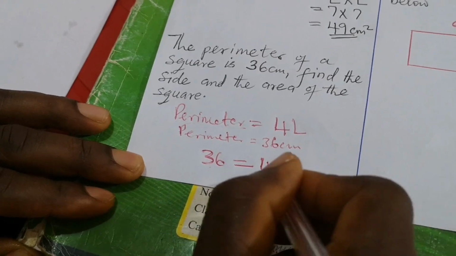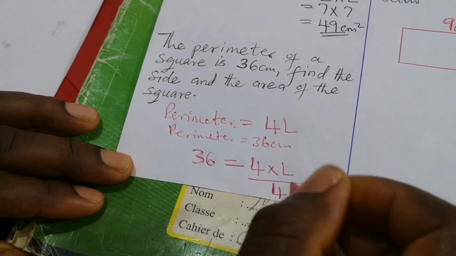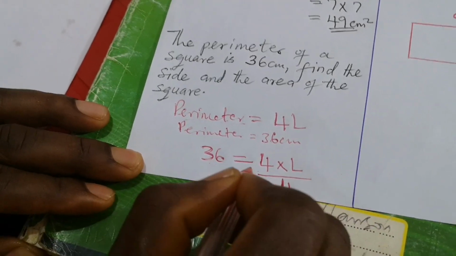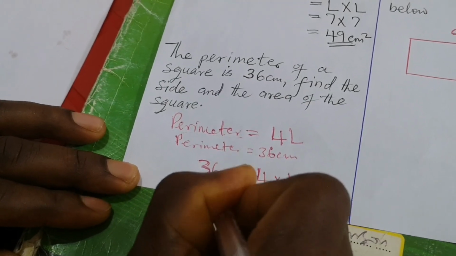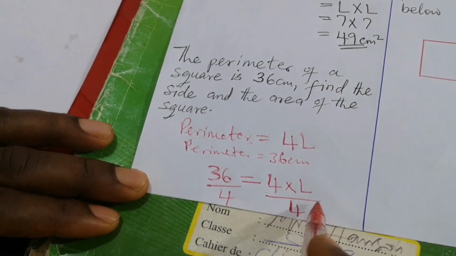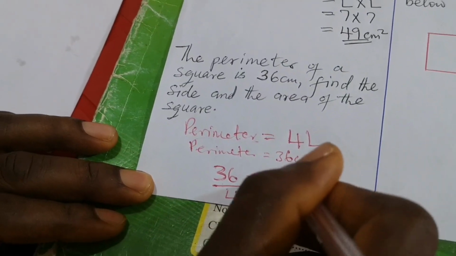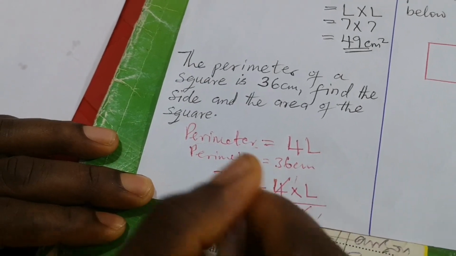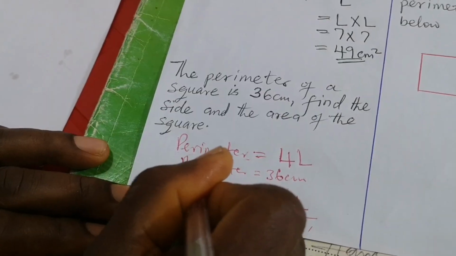Because of that, we will now divide this side by 4 so that we can cancel out this 4 by this 4. Now, because we are dividing this side by 4, we will equally divide this side by 4. According to the rules of mathematics, anything we do to one side of the equation, we will equally do to the other side. So we can now cancel here. 4 divided by 4 is 1. Now 36 divided by 4 will give you 9.